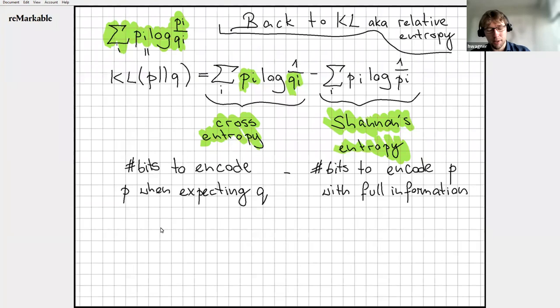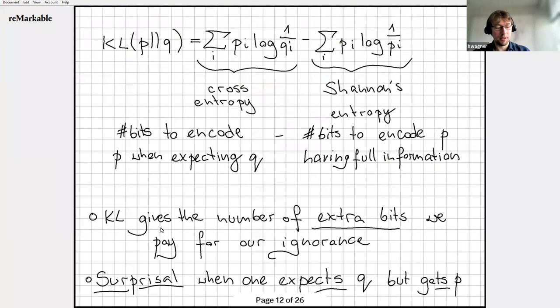And Shannon's entropy, we already know, gives us the average number of bits to encode P, assuming we have full information. So we know P and we want to encode events coming from P. So KL is actually this difference. One way of interpreting this is that KL gives us the number of extra bits which we pay for our ignorance about reality, about P, when in fact we believe that Q would happen. So we optimize our code, as we did with those two examples, with an explicit code for each event based on the probabilities of Q, but then in reality P can be significantly different, so our code is not optimal, and we pay for this with our coding efficiency.